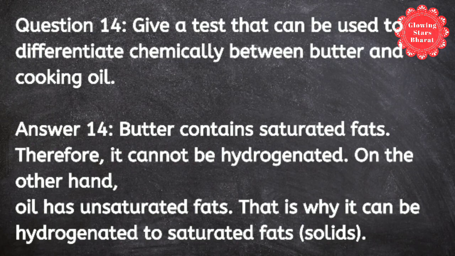Question number 14. Give a test that can be used to differentiate chemically between butter and cooking oil. Answer of this question: butter contains saturated fats, therefore it cannot be hydrogenated. On the other hand, oil has unsaturated fat, that is why it can be hydrogenated to a saturated fat solid.